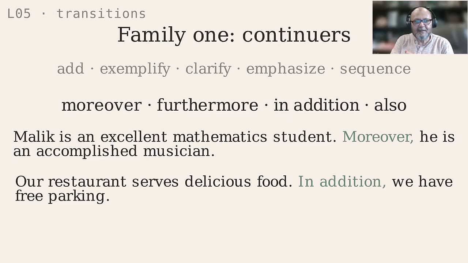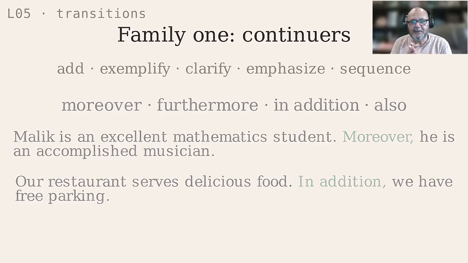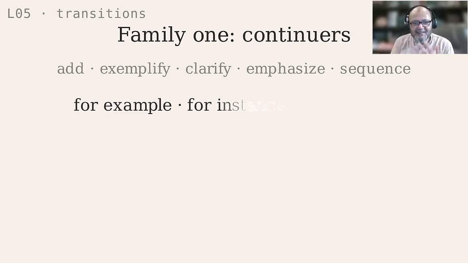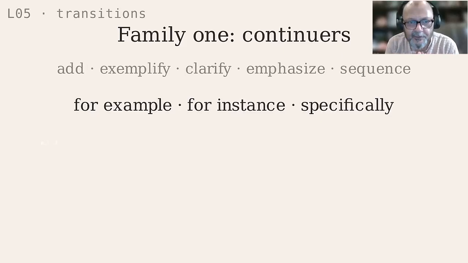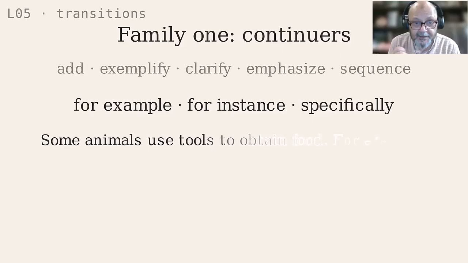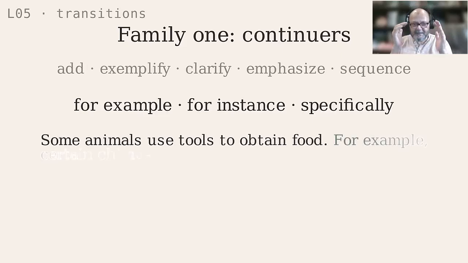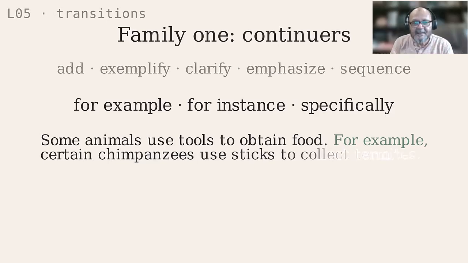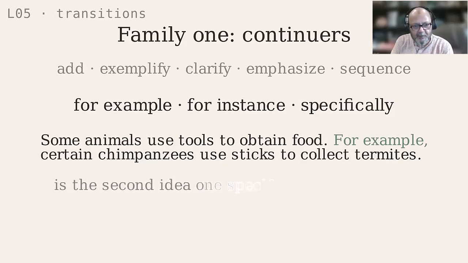So transitions that introduce examples, right, include, for example, for instance, specifically, and to illustrate. Listen to this sentence, right? Some animals use tools to obtain food. For example, certain chimpanzees use sticks to collect termites. The first sentence gives us a broad idea. Some animals use tools, right? The second sentence gives us one specific example. Chimpanzees are one example of animals that use tools.